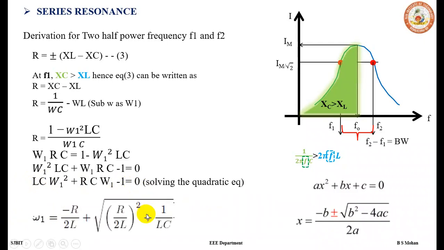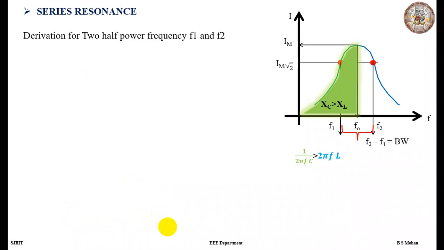So simplifying this further, we can write this equation as omega 1 equals minus R by 2L plus square root of R by 2L the whole square plus 1 by LC radians per second. So this is what we have seen until now for omega 1.